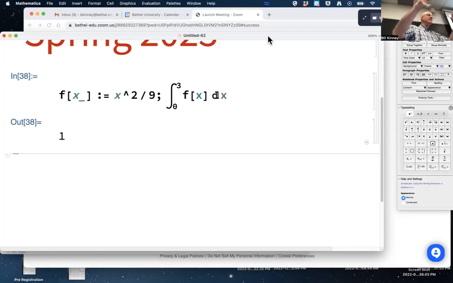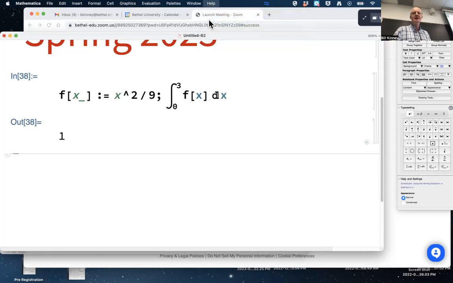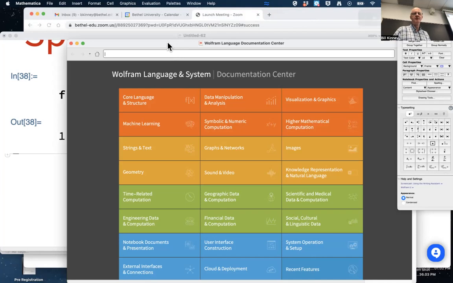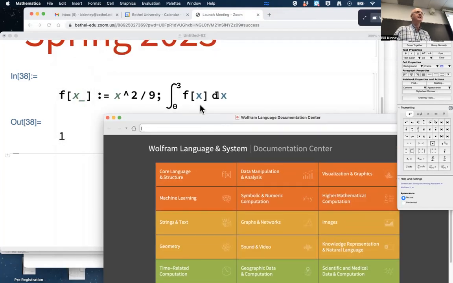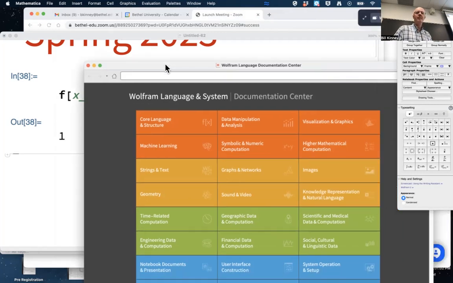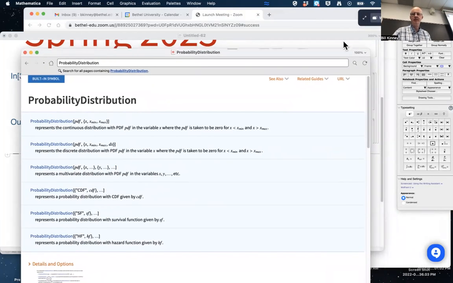I'm a semi-expert in Mathematica, but I have to look things up too. I forget syntax. The way I do things is I go to the help menu, documentation center, and sometimes I have to search for things from scratch. Sometimes I remember the name of the command, but I just forget how to use it. The command I'm thinking of here is called ProbabilityDistribution, with a capital P and a capital D. That's what I just typed in there.